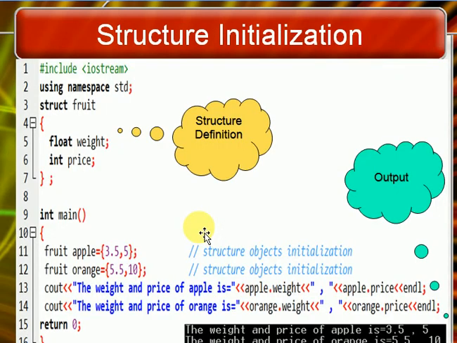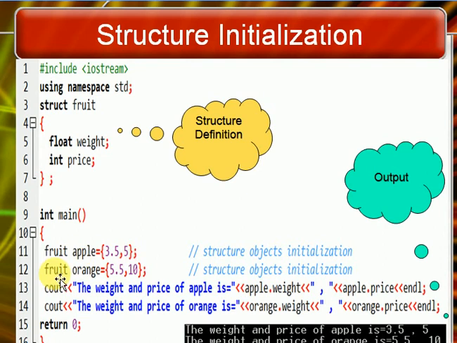Structure initialization example. That is, how we can initialize members of structures at the time of declaration of the object. Struct fruit is the definition of the user defined structure fruit with these two members, float weight and int price, terminated with a semicolon. So the fruit structure contains two members. In the main function, the object creation is fruit apple, which is initialized with values. That's why it's structure object initialization.